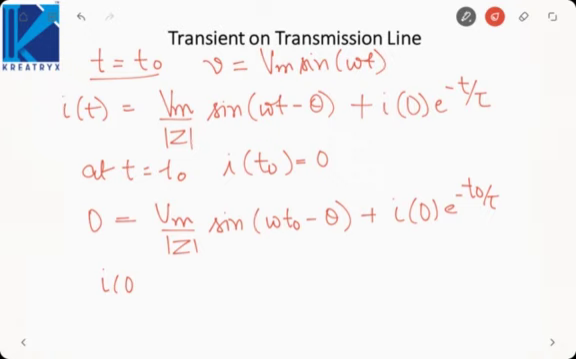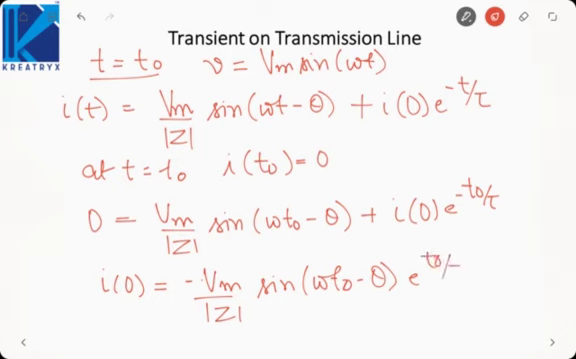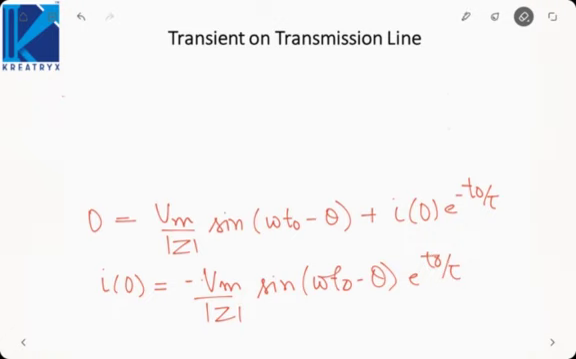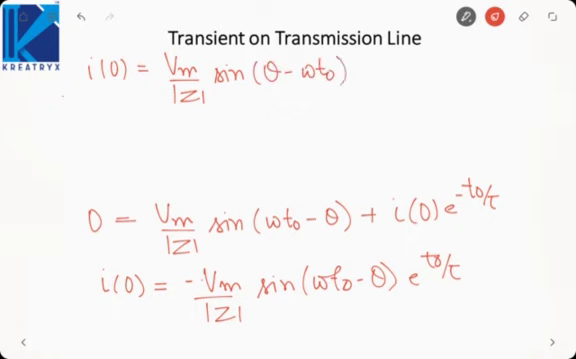So if I calculate I0 here, it will be Vm by mod Z sin omega t naught minus theta into e raised power t naught by tau. So it will come out to be Vm by mod Z sin theta minus omega t naught e raised power t naught by tau. Don't get confused by theta here. Theta is actually tan inverse omega L by R. Earlier I was representing it by phi. Now I am referring to it as theta.